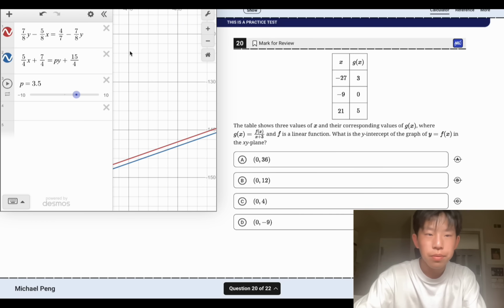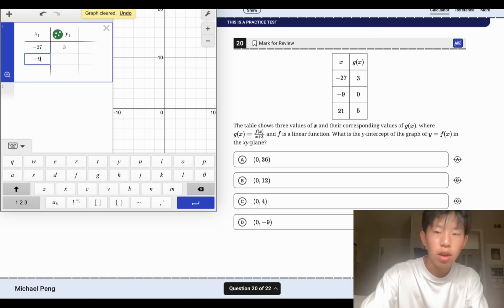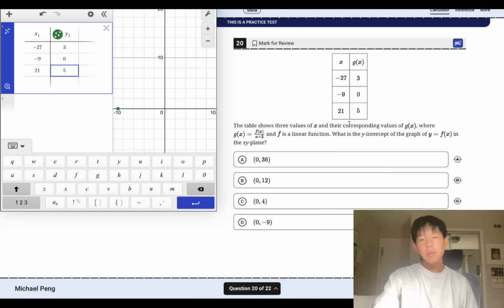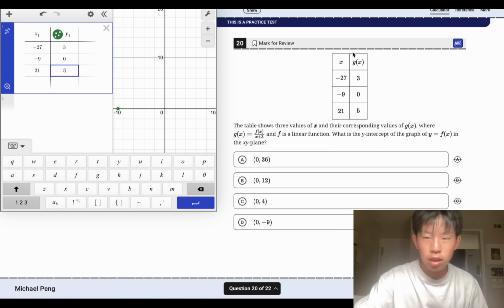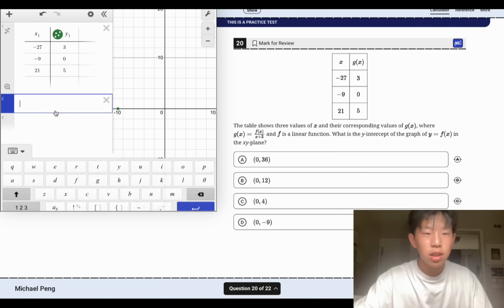Next question. I see a table, so I'm just going to write down a table: negative 27, 3, negative 9, 0, 21, and 5. Now I'm seeing that g of x is actually f of x over x plus 3. What is f of x? Well, they don't tell us.